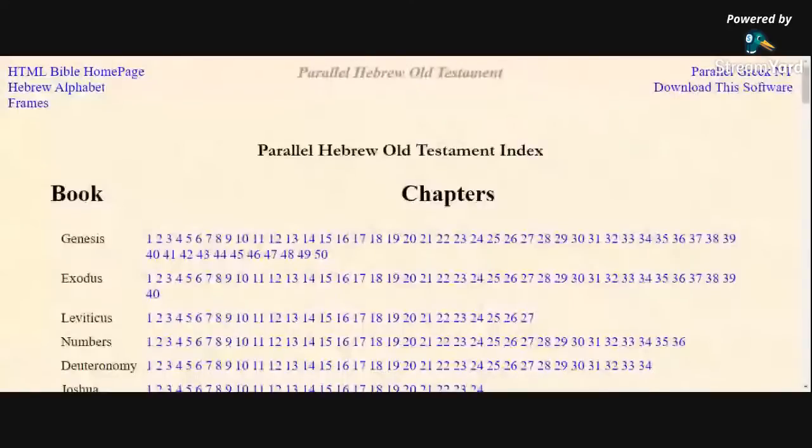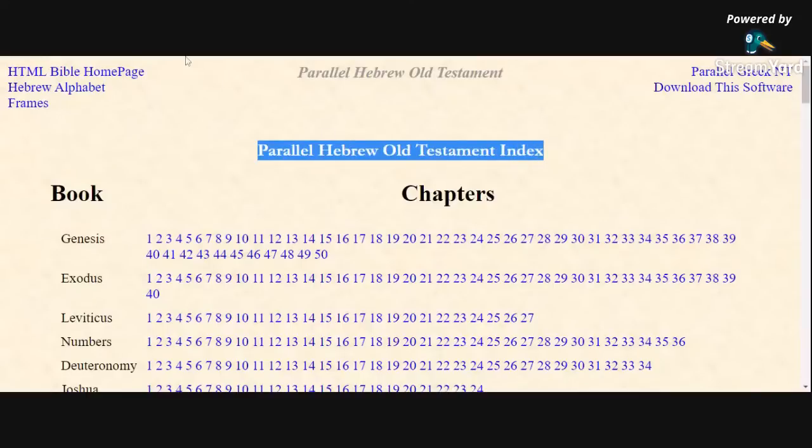What else we got? So let's do this. Since we read that, let's take a few minutes here. So let's go over here. Parallel Hebrew Bible. Parallel Hebrew Old Testament Index. I'm going to put the link on the comment board. Anybody want to go there? The apostles told us about this. Showed it to us.